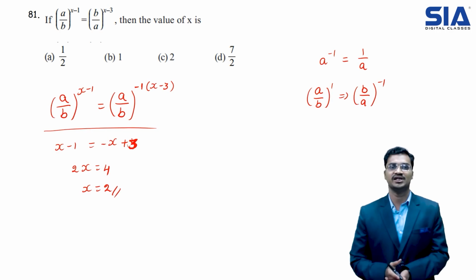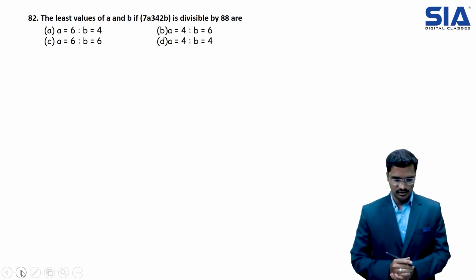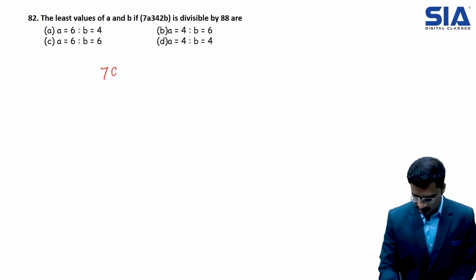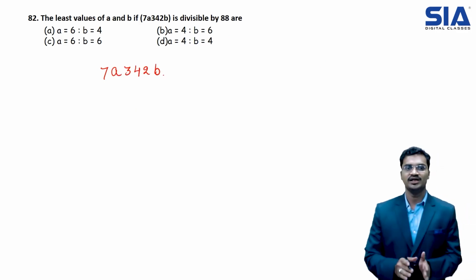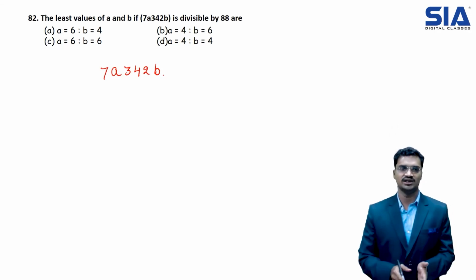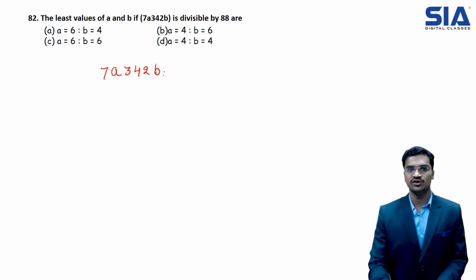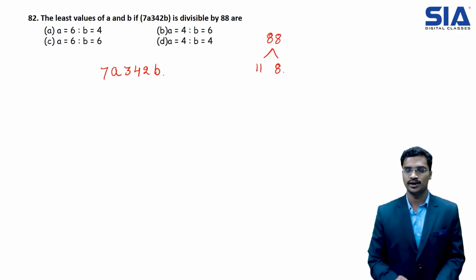So the value of x here is option C. Now coming to the next question: the least value of a and b if 7a342b is divisible by 88. Here a and b are digits, in the same way as 7, 3, 4, 2 are digits. So this number is divisible by 88. If a number is divisible by 88, it should also be divisible by 11 and 8.